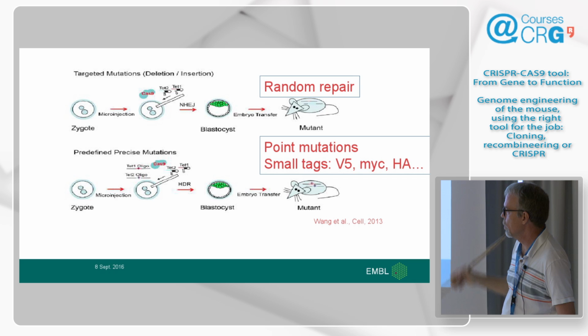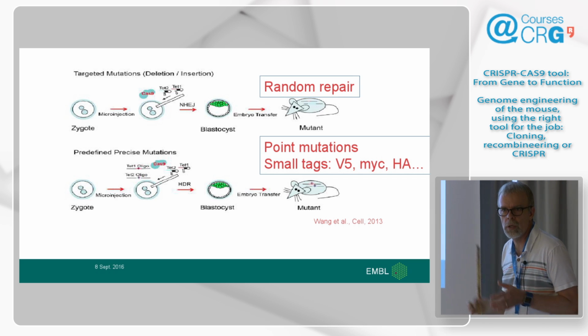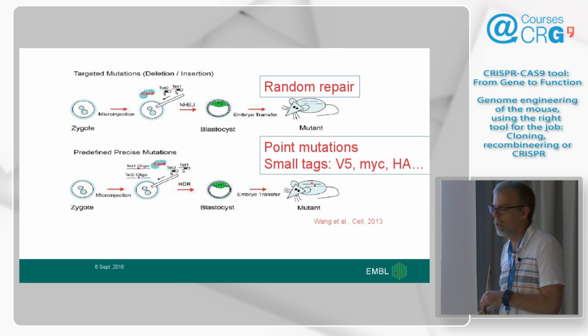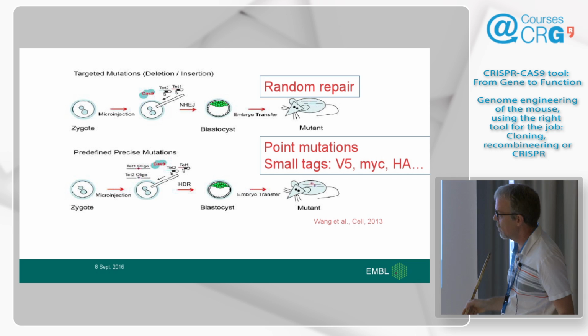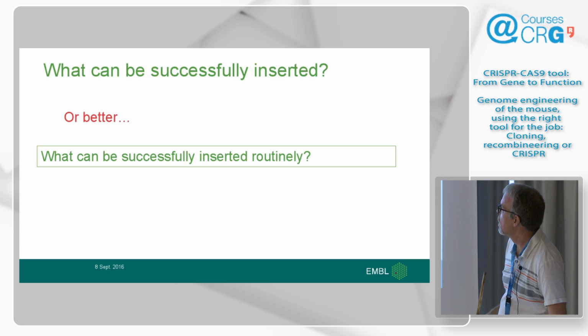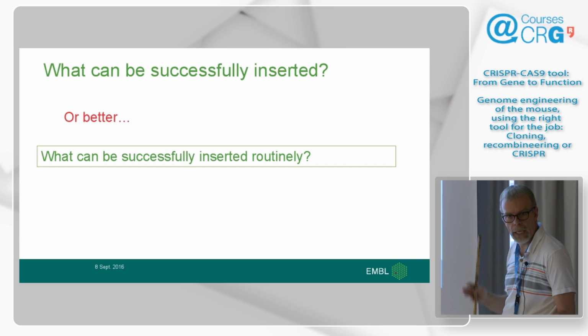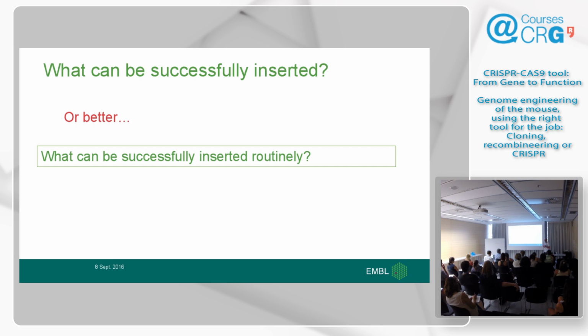And then if you want to do homologous things, if you want small things, and what's my definition of small? It's like less than 40 bases. So LoxP sites work, small tags, His tags. So what can be successfully inserted? That depends on the organism. Worms, it's much more efficient than in mouse. I'm talking about mouse today, so the better question is, what can be successfully inserted routinely?